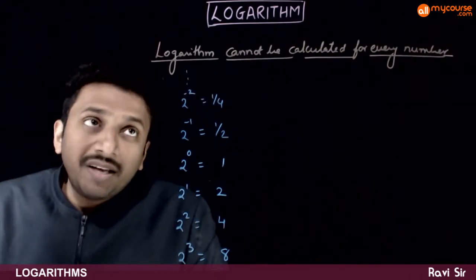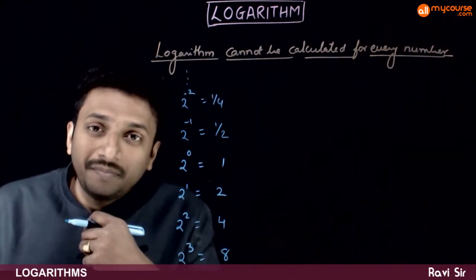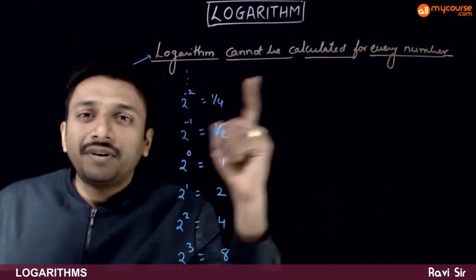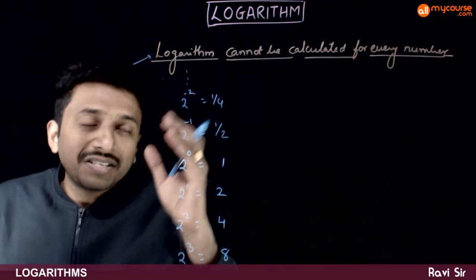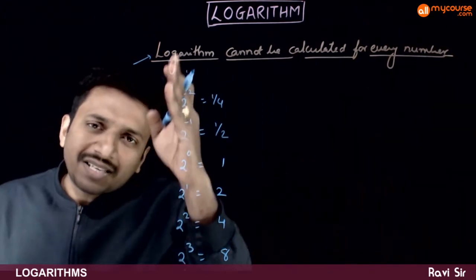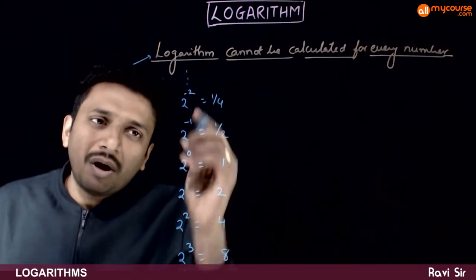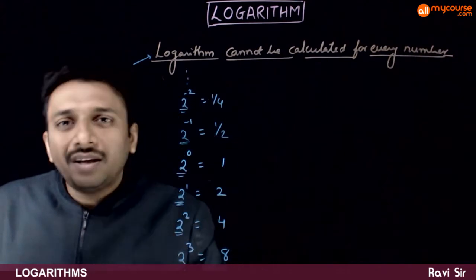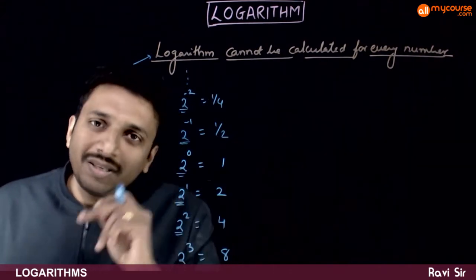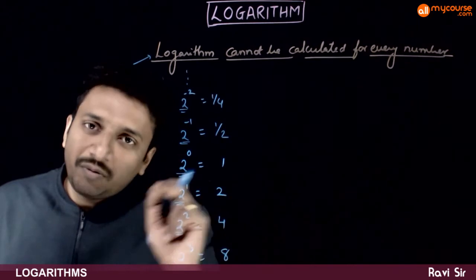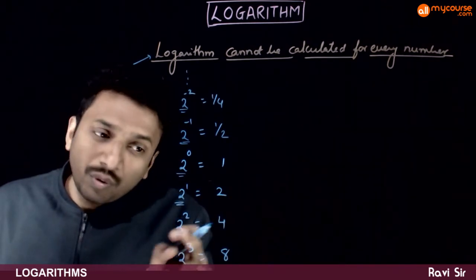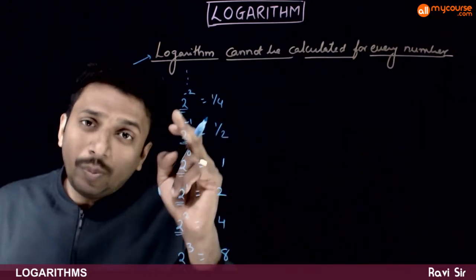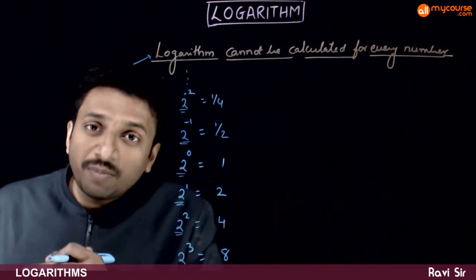So the next topic that we're going to learn is validity of logarithm. Here, the thing that you need to understand is that logarithm cannot be calculated for every number. So let us try to analyze this statement. First, let us consider different powers of the base 2. Let us raise 2 to different powers. We know that 2 power 0 is equal to 1. 2 power 1 is equal to 2. 2 square is equal to 4. 2 cube is equal to 8. 2 power minus 1 is half. 2 power minus 2 is 1 by 2 square, which is 1 by 4.